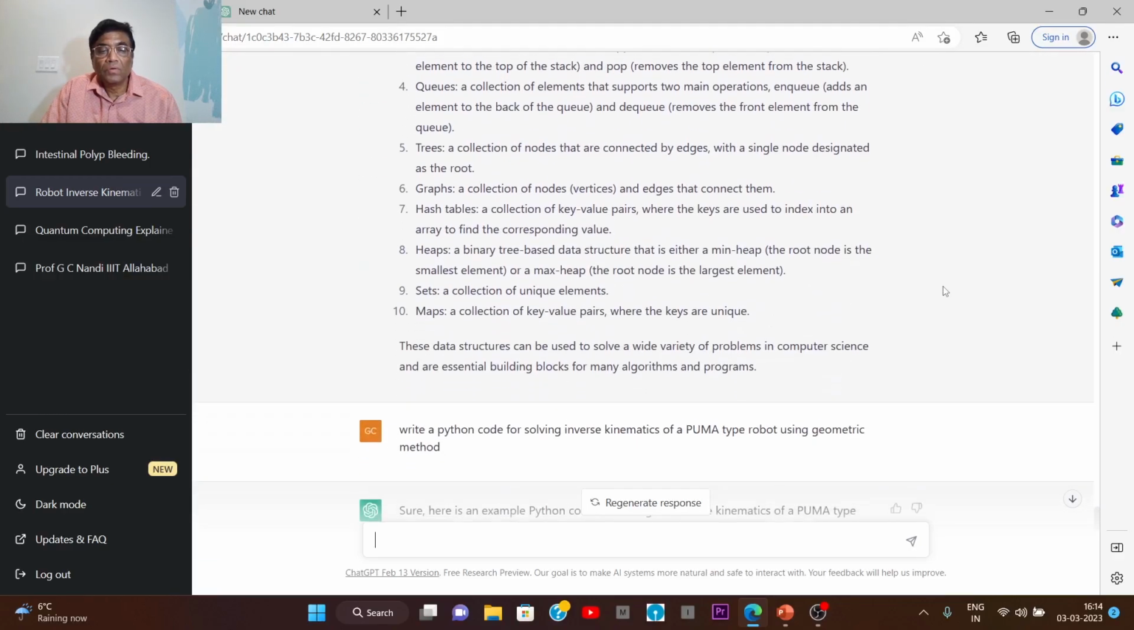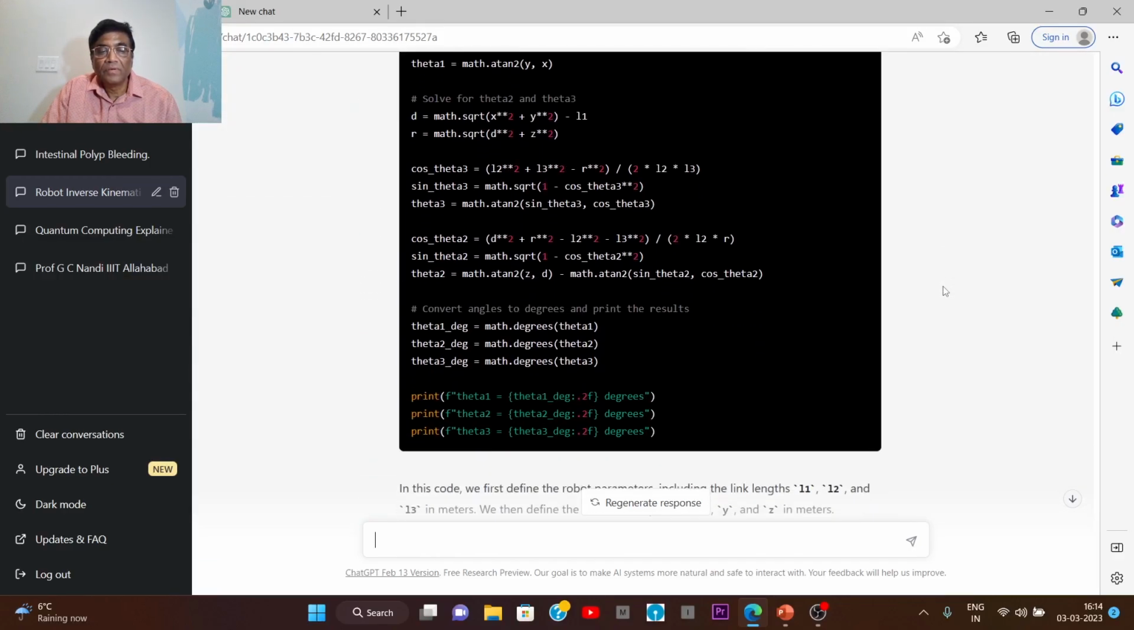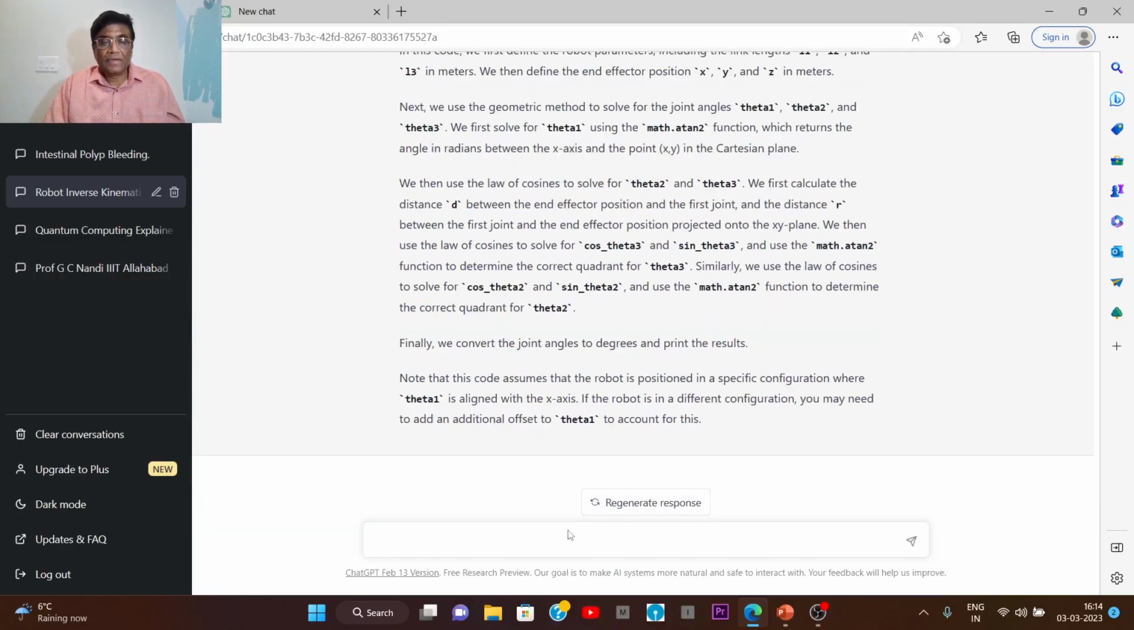So maybe we can give, okay, write Python code for solving inverse kinematics problem of human robot. Okay, write Python code for solving inverse kinematics problem of humanoid robot.